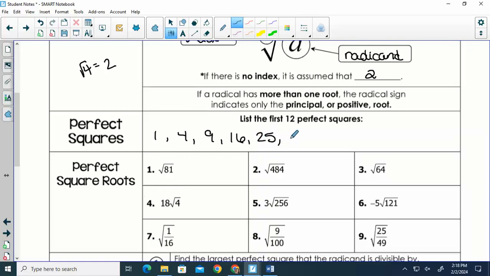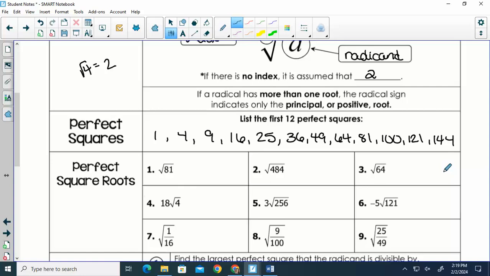6 squared? 7 squared? 8 squared? 9 squared? 10 squared? 11 squared? And let's do one more. 12 squared? 144.